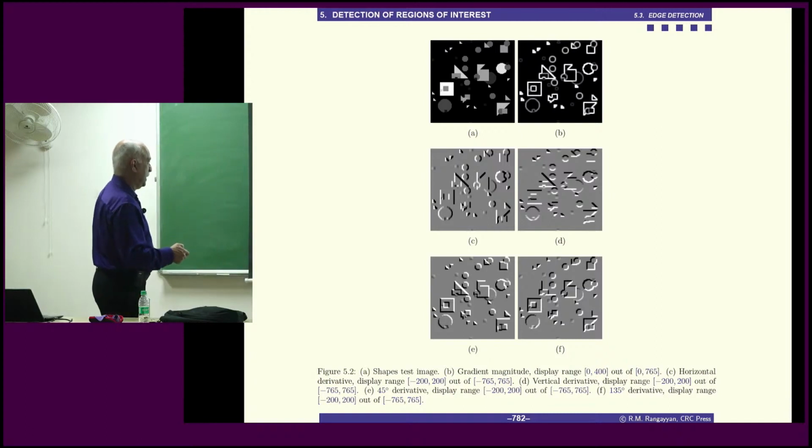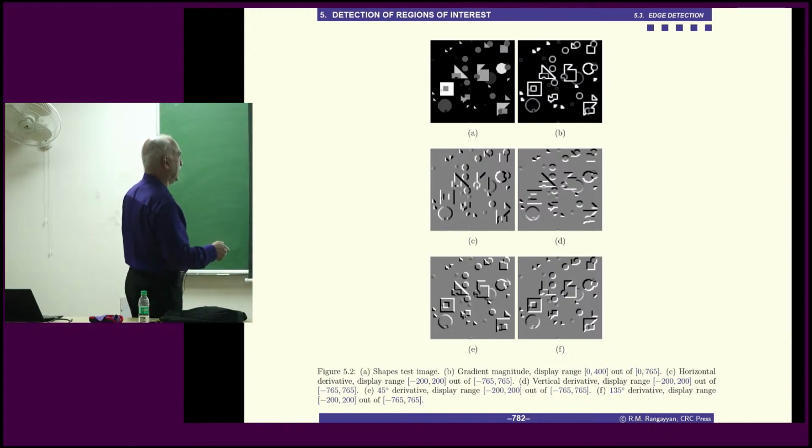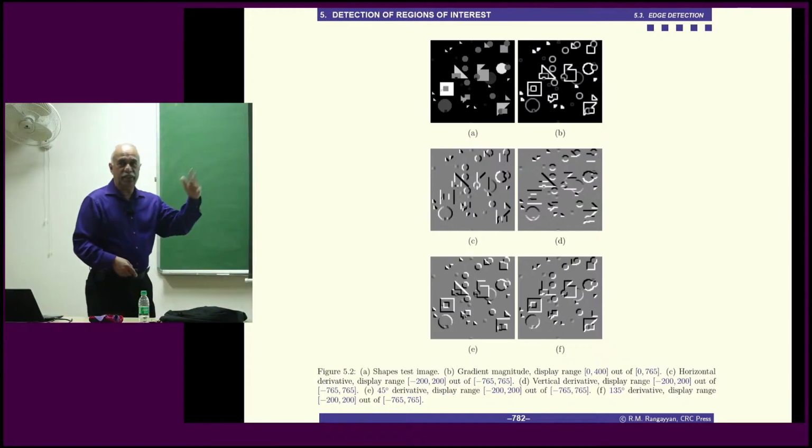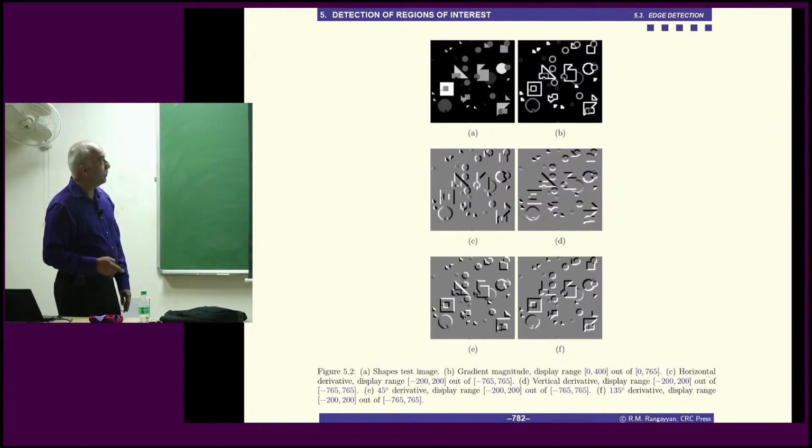So here we have the horizontal derivative, vertical derivative, and 135. No, this is 45, this is 135 degrees. So you can see that this is negative, but here this is negative. And let's see where. The horizontal edges are wiped out, but here horizontal edges are highlighted. And the opposite happens. When you combine them, you get all edges.